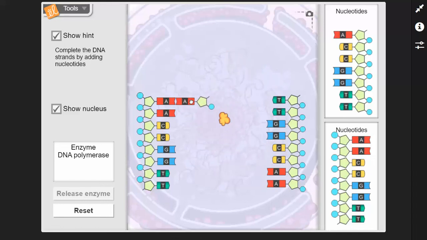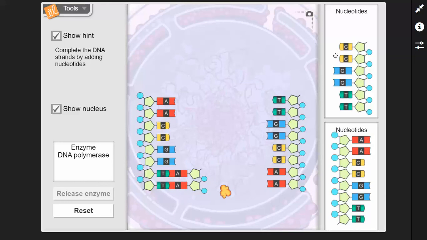Now, if you put it in the wrong spot, so A with A, polymerase says, no way, Jose, it does not bond with it. So it lets it go back to the building area. However, if you pair it with the right one, it says, yay, and it lets it stay. You can pair your nucleotides up in any order. So you don't have to put them in order when you're replicating DNA. You can put them wherever you want.